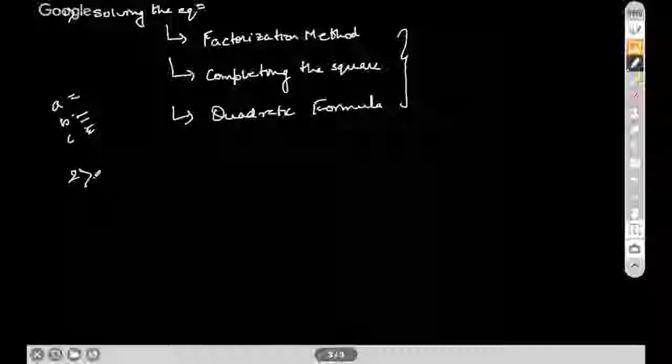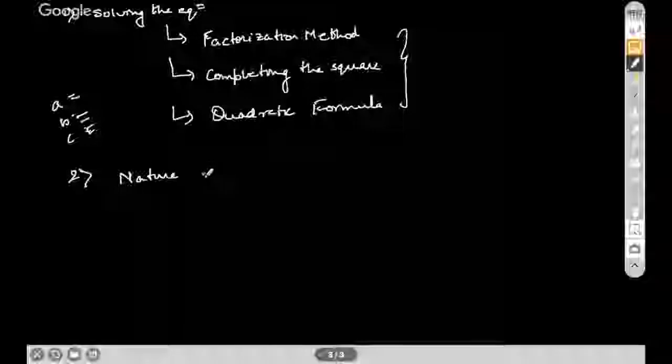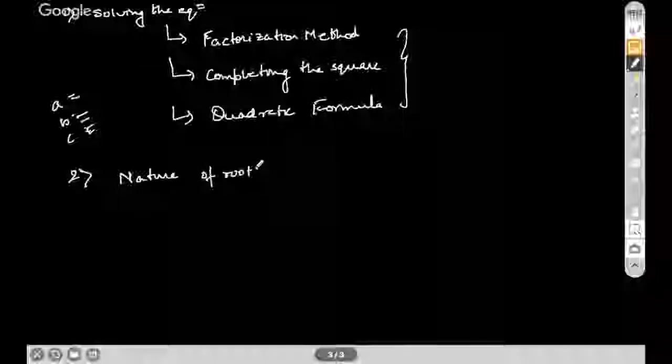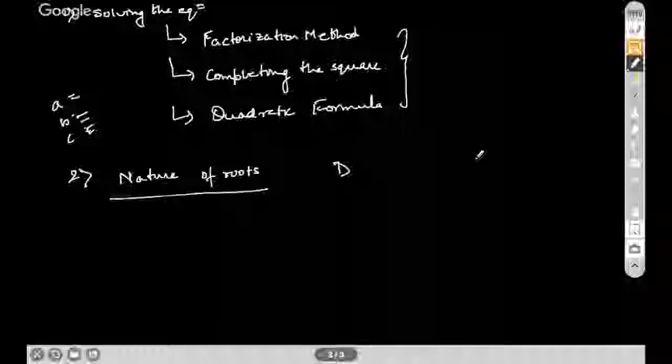Now, the second point is questions on nature of roots. So the second type of question will be on nature of roots. You know what it is. You have to deal with the discriminant. The discriminant is b square minus 4ac.